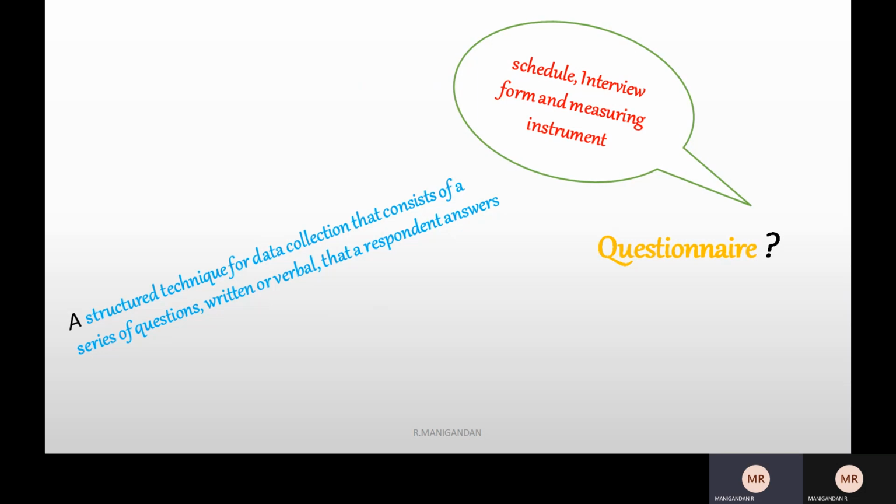So the questionnaire is a schedule or interview for measuring the instrument. A questionnaire is nothing but an instrument for measuring, and it comes in the form of different methods. It is a structured technique for data collection that consists of a series of questions, written or verbal, that a respondent answers. Why is it useful for data collection? The main benefit is data collection through the questionnaire.